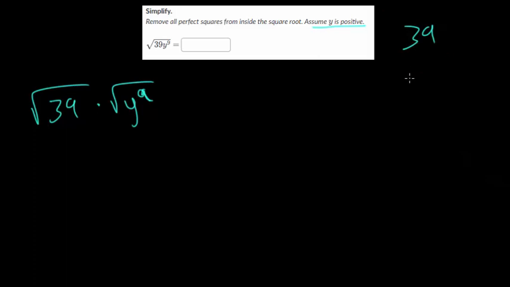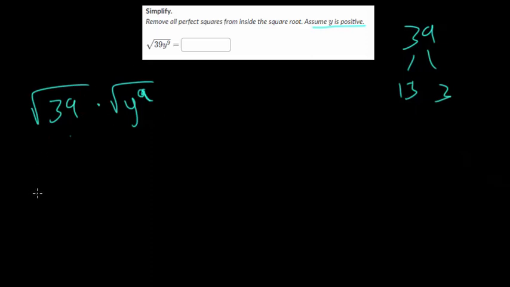So again, with this one, we're going to deal with the numbers and the variables separately. So you have root 39 times the square root of y to the 9th. This one, they do assume that y is a positive value. And so from here, we make a tree for our numbers. So 39 is really just 13 and 3, and neither of those is a perfect square. So the square root of 39 will stay in the square root. We won't be able to simplify that.